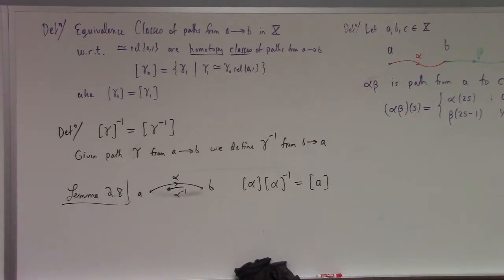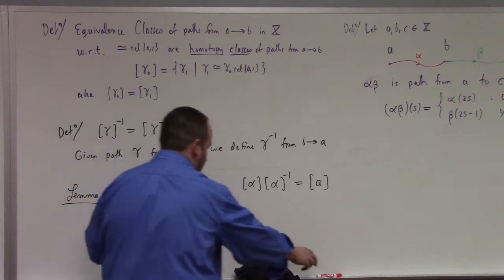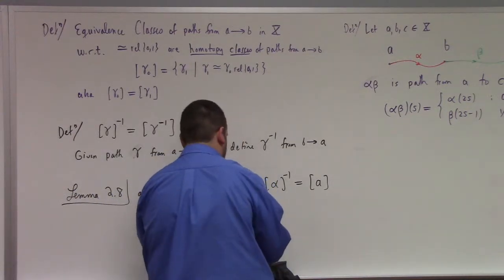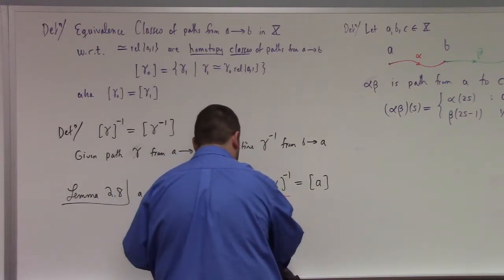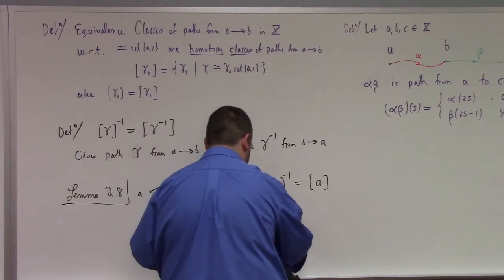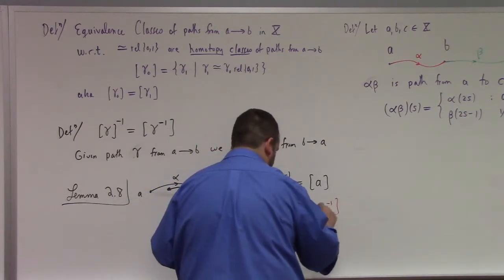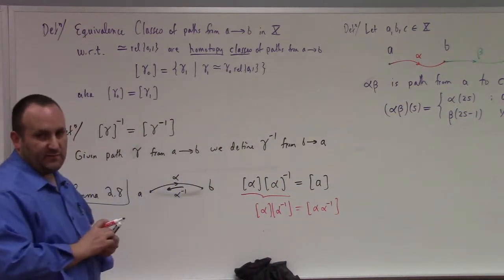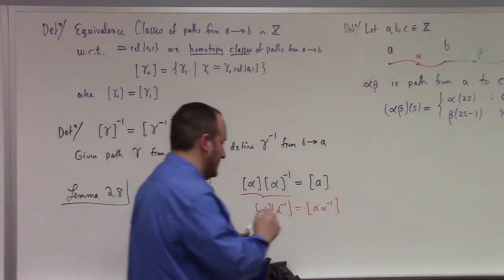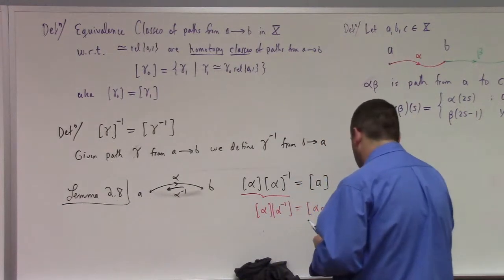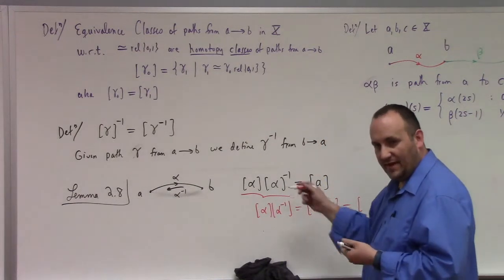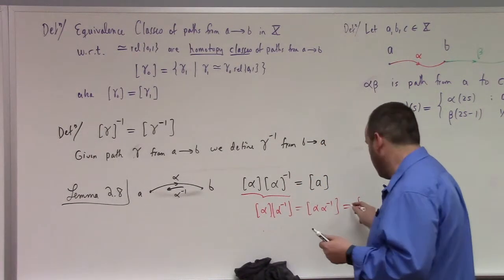Does that make sense? To break it down, this is alpha, and this is alpha inverse. If you take the path and its reversal, you go from A to B and then B to A, you just stay at A. So this is just A.